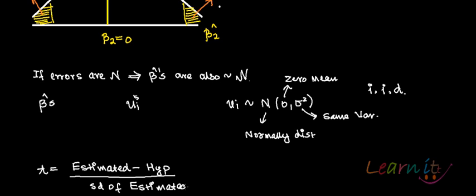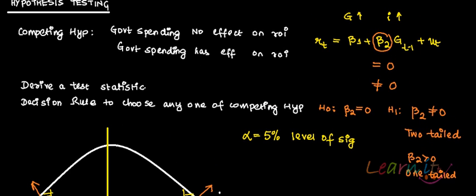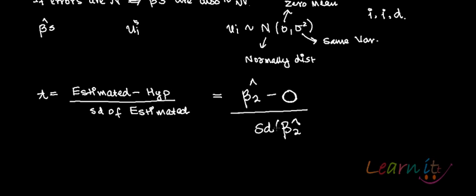Okay, so if you wanted to test whether this beta 2 hat is equal to 0 or not, you have an estimated value of beta 2 as beta 2 hat from your regression analysis. You have hypothesized that beta 2 should be equal to 0 under your null, so you put 0 upon the standard deviation of beta 2 hat. Okay, this is the thing which you will be getting.